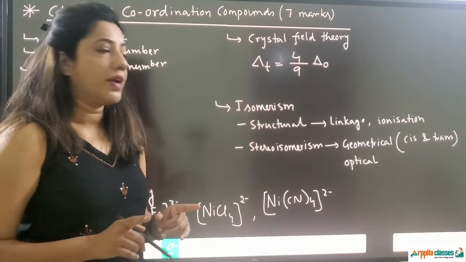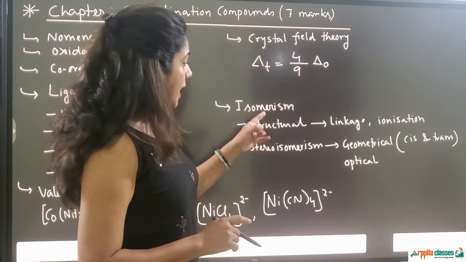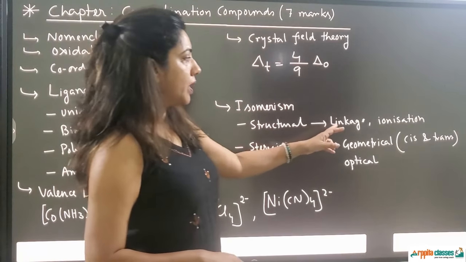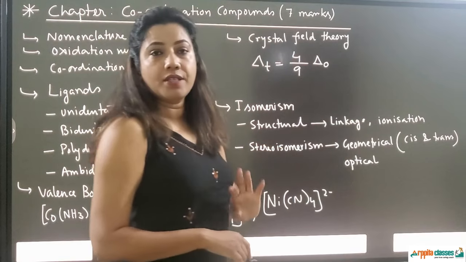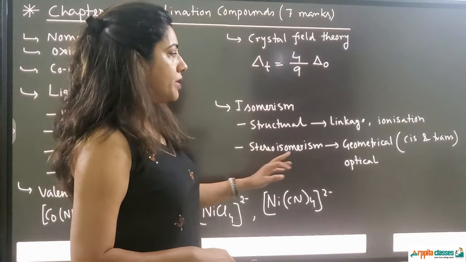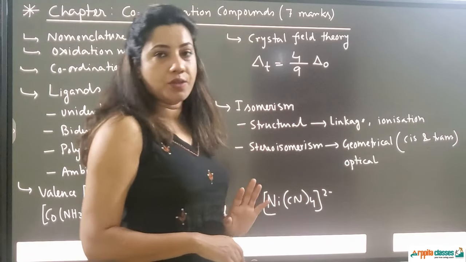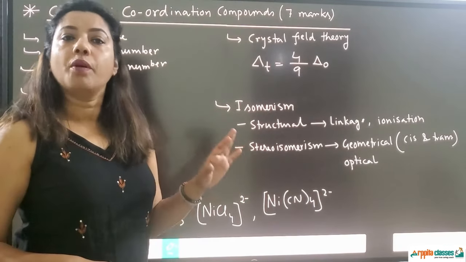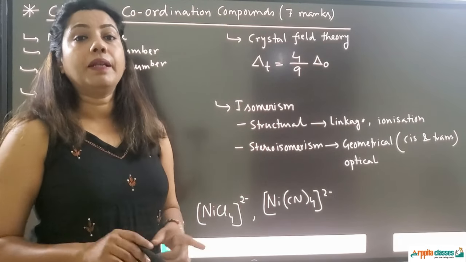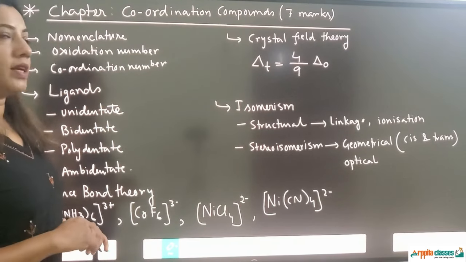We have 2 types of isomerism, one is structural isomerism and one is stereoisomerism. In structural isomerism we have 4 different types, but mostly they ask you the linkage isomerism and ionization isomerism. So prepare the examples very nicely. In stereoisomerism, we have geometrical isomerism, which is cis and trans, and we have optical isomerism. Questions are asked from both the types, geometrical isomerism as well as optical isomerism. Prepare the examples very nicely. So this is what we need to prepare from coordination compounds.